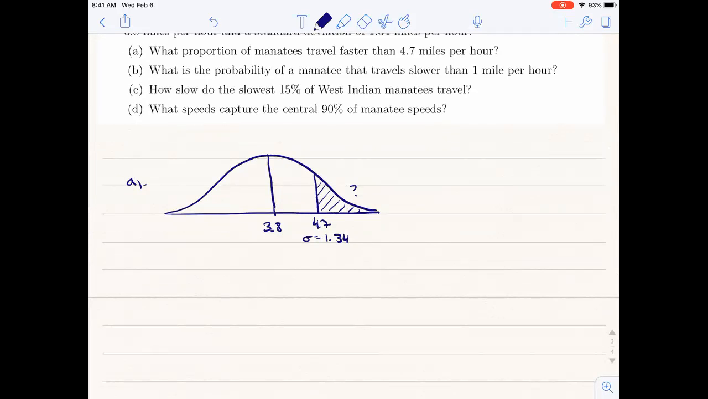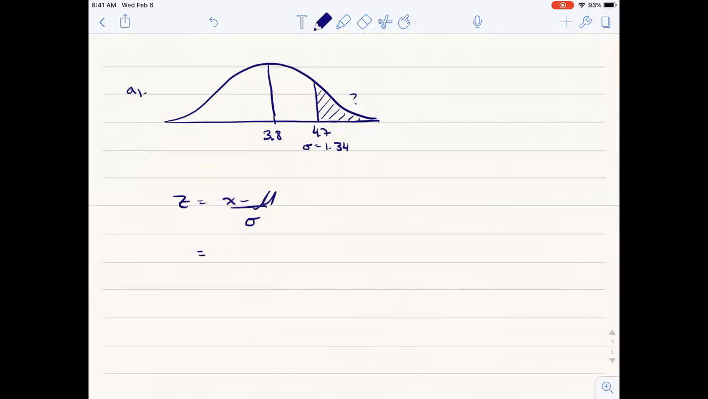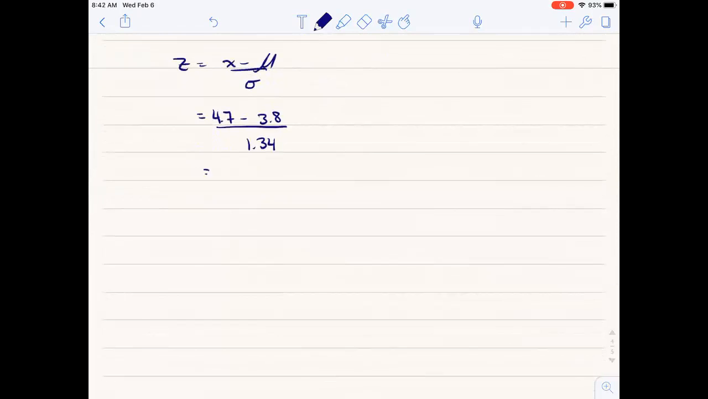And so first we need to find a Z score. So Z score, Z is X minus mu over sigma. X will always be the value that you're interested in. Right? So X is always going to be this 4.7, or whatever value you want to find a probability associated with. So in this case, we have 4.7 minus 3.8 over 1.34. 4.7 minus 3.8, 0.9 over 1.34.